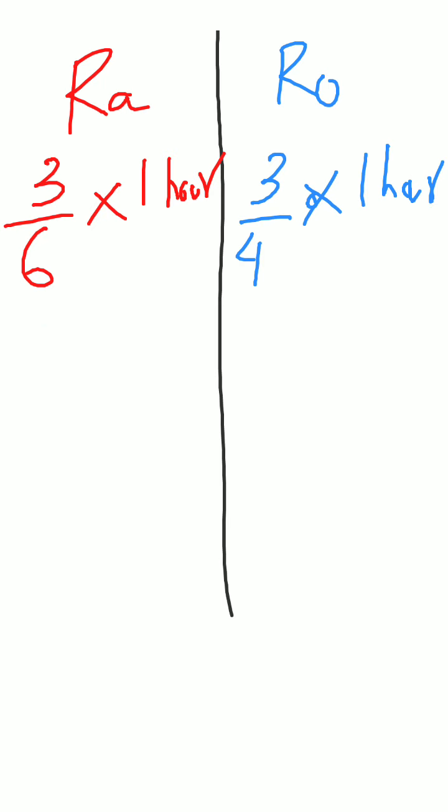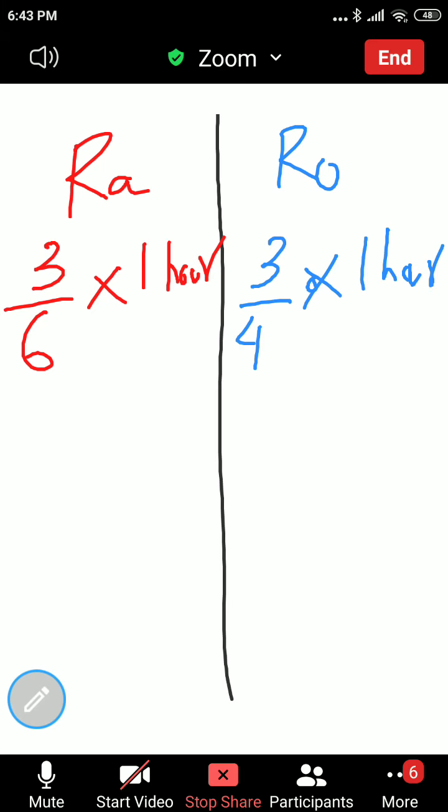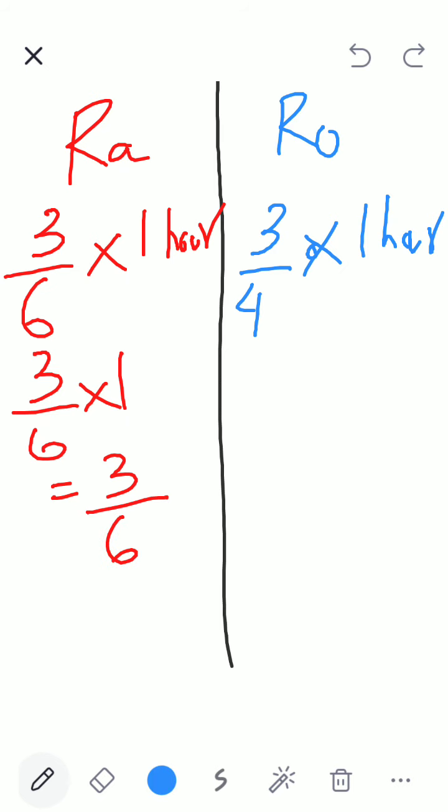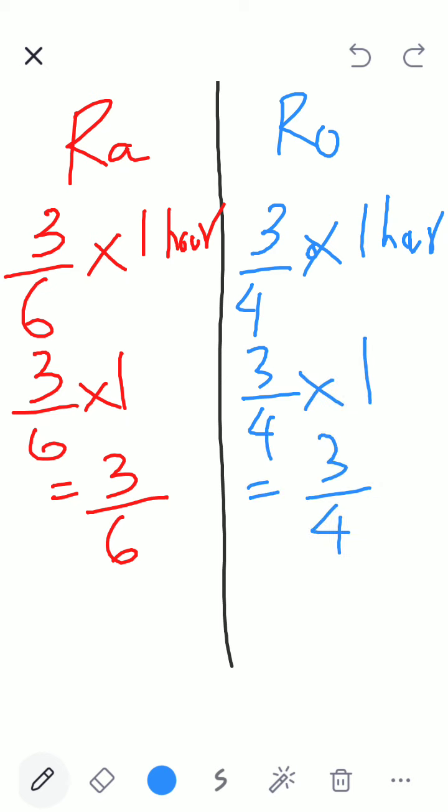Yeah, okay. So it becomes 3 by 6 multiplied by 1, which is equal to 3 by 6. And this becomes 3 by 4 multiplied by 1, which is nothing but 3 by 4. Clear? Now 3 by 6 and 3 by 4 are like fractions or unlike fractions? Unlike fractions. So what do you have to do? You have to compare it, correct?